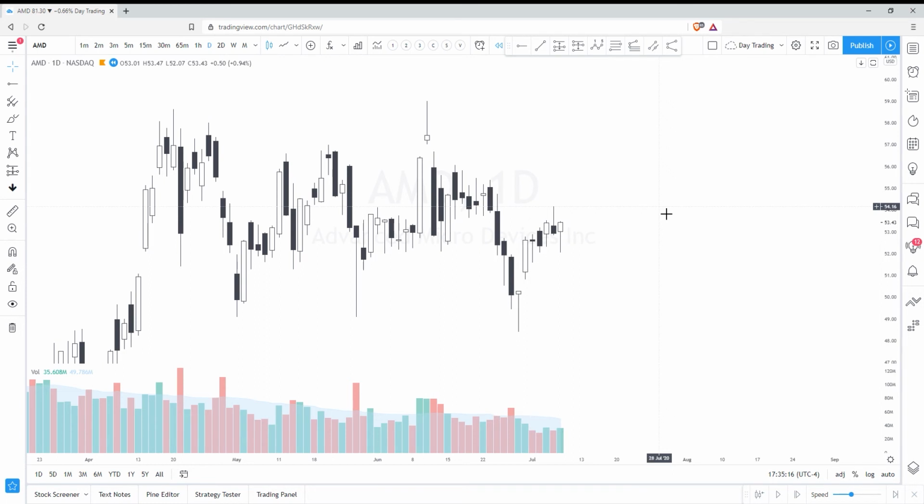So the only other thing I want to do while we're zoomed in at this level is just note the high of the previous day as well as the low of the previous day. I do that for pretty much every ticker that I trade. These are just good levels to have once you switch over to your intraday time frame.